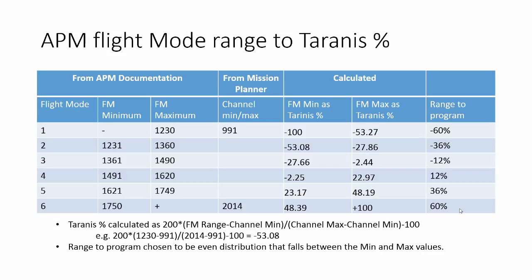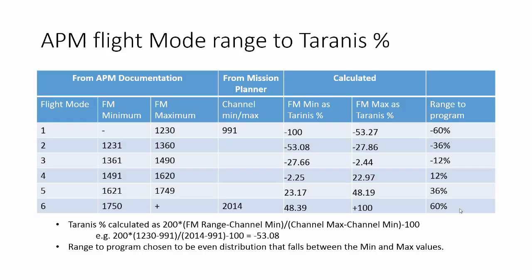Similarly, my Taranis is giving 2014 microseconds as its maximum pulse, but if we took 2000, we'd be in the same ballpark. The calculated columns are giving us the minimum and maximum microsecond values from the APM documentation in Taranis speak.